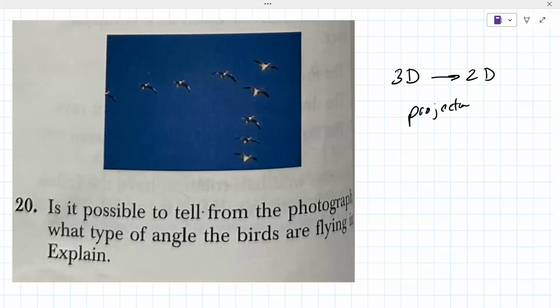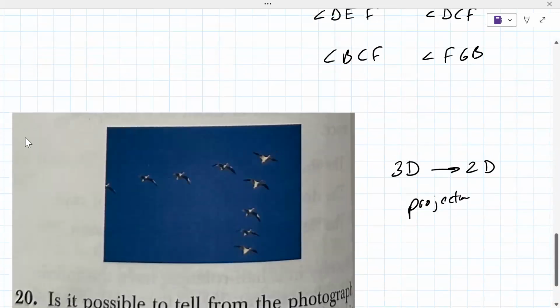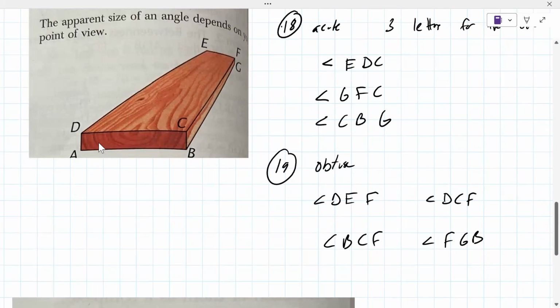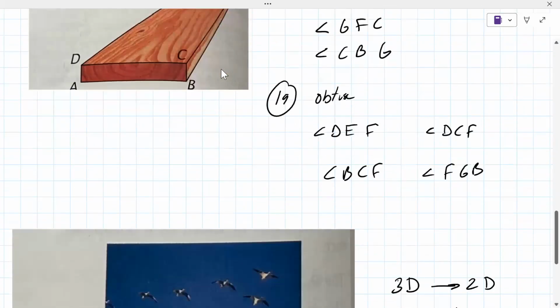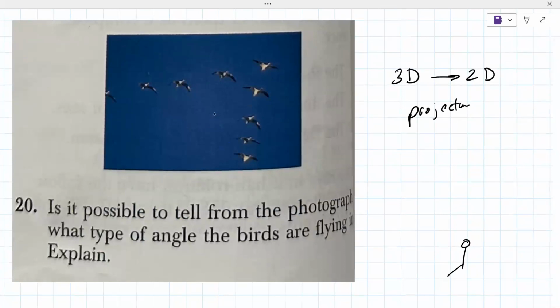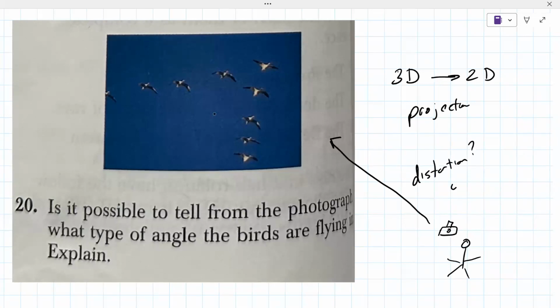So it works out really well, as you saw in the previous problem, when the 2 dimensional projection is perfect, like the front face. It's not very good when it's far away. The question here is, if you want to visualize taking this picture of the birds, and you're looking up and they're at an angle, how much distortion or uncertainty is there? And I would say there's a lot.